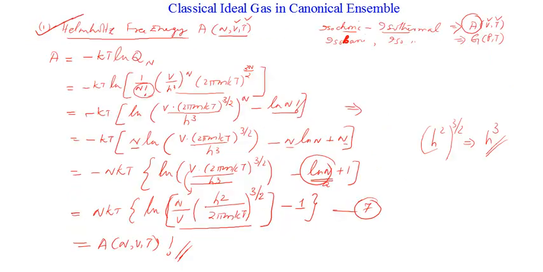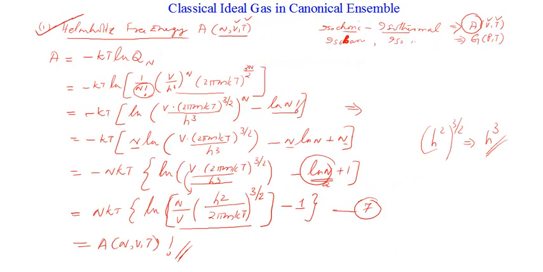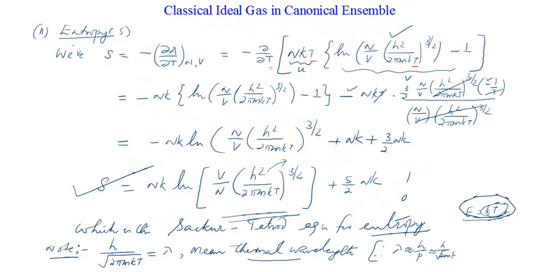Okay, so far we have done the Helmholtz free energy. Then we came to what is known as entropy, and the third one we are going to do is the pressure of the classical ideal gas. So the third one. Let me once again come to the pressure of the classical ideal gas, P.